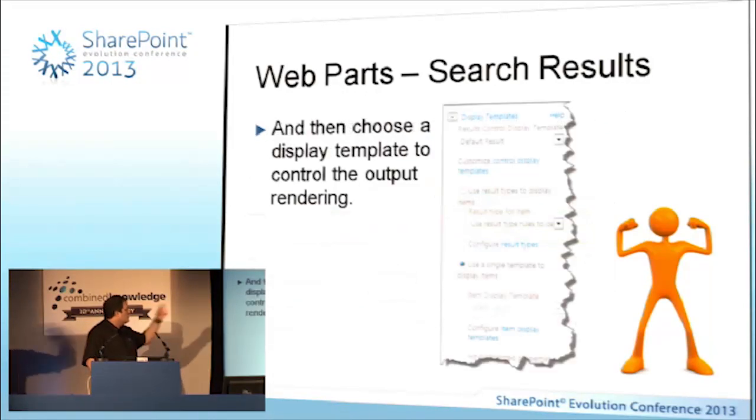And then finally, we can choose which display template we're going to use. Down the bottom, I'm using a single template. There is the idea of using result types, but for this particular demo, I'm looking at just specifically outputting a type. So I don't want to let SharePoint decide what to use. I want to tell it which output. In this case, I'm using a single template to display all of the results.